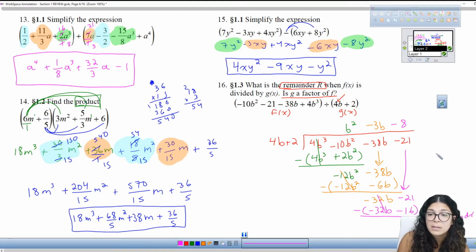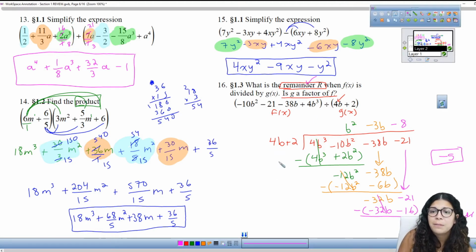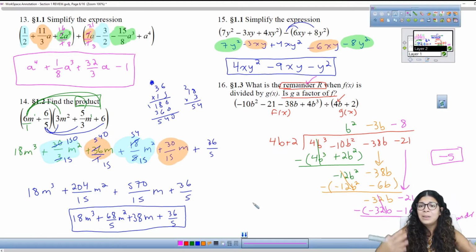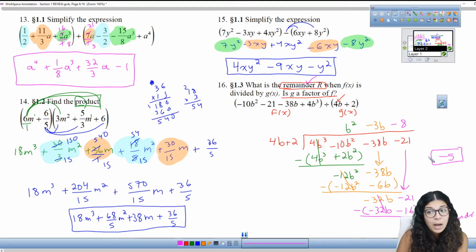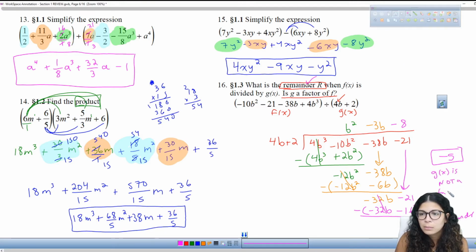So what is our answer? Negative 5. Not only did they ask you for the remainder, but they also asked, is it a factor? Now remember, in order for something to be a factor, it has to divide into it evenly, no remainder. We got a remainder. So this is not a factor. G of x is not a factor of f of x.